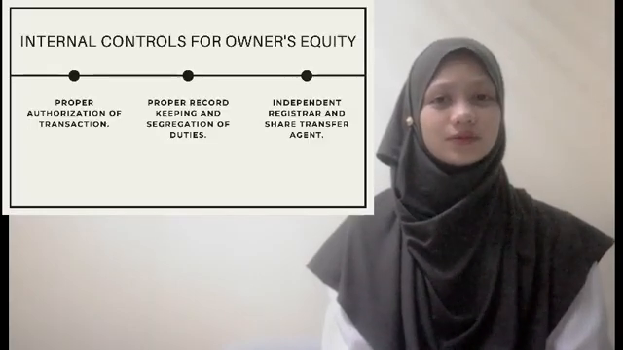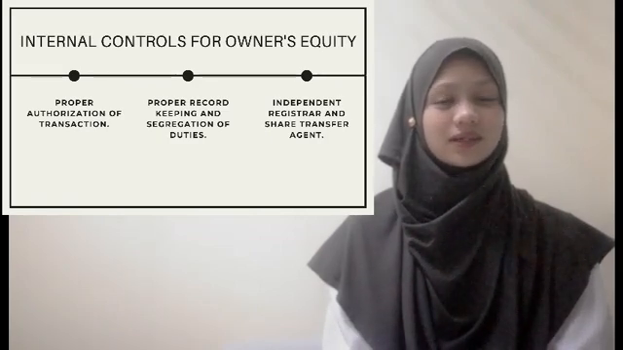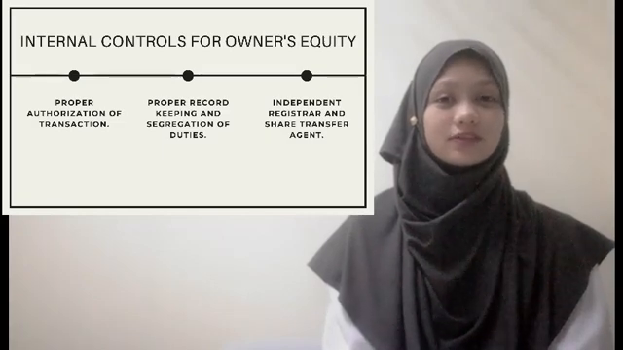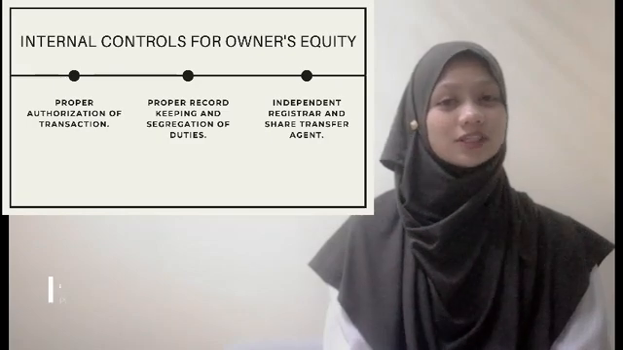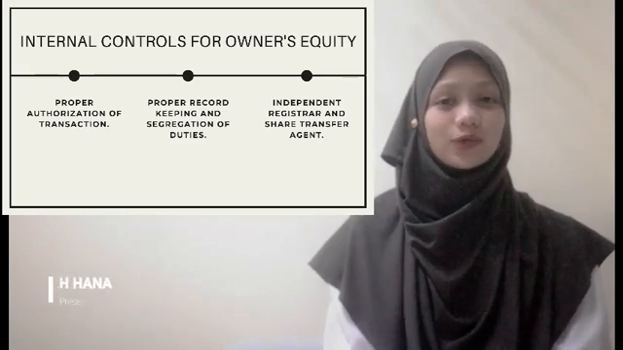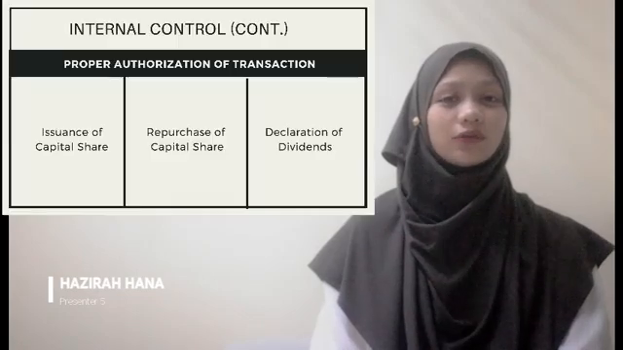I will continue with the next part, which is internal control. In the internal control for owners' equity, there are three parts. The first one is proper authorization of transactions. The second one is proper record keeping and segregation of duties. And the third one is independent registrar and share transfer agent. I will continue with the explanation of proper authorization of transactions.